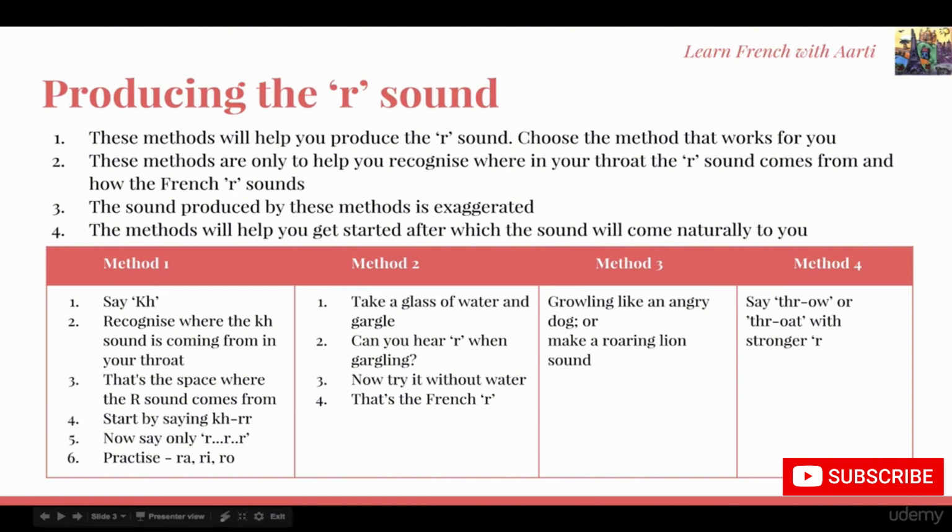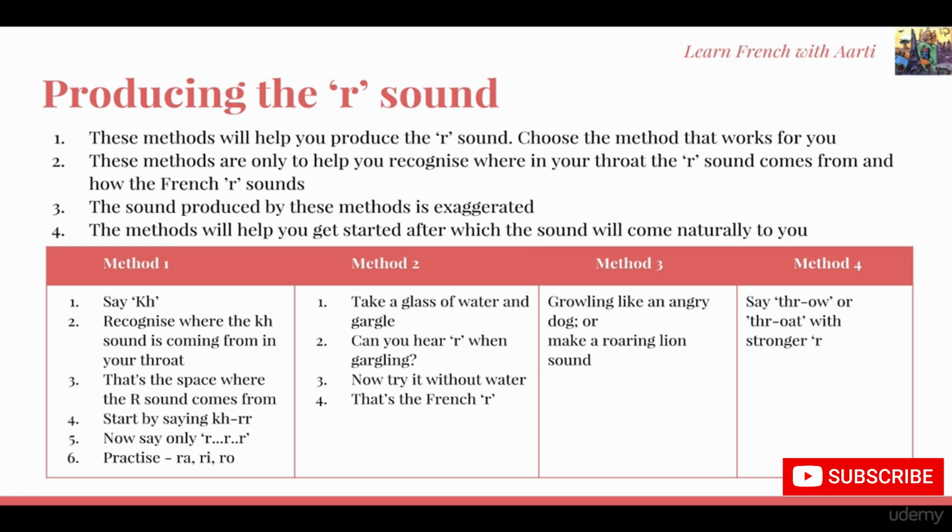Say k, kh, k, like Khaled or Khan. Recognize where the k sound is coming from in your throat. That's the space where the R sound comes from. So, let's start by saying k, k. Then move on to say r, r. K, k, h, h. Now say h, h, h. You should practice ha, hi, ho, ha, hi, ho.